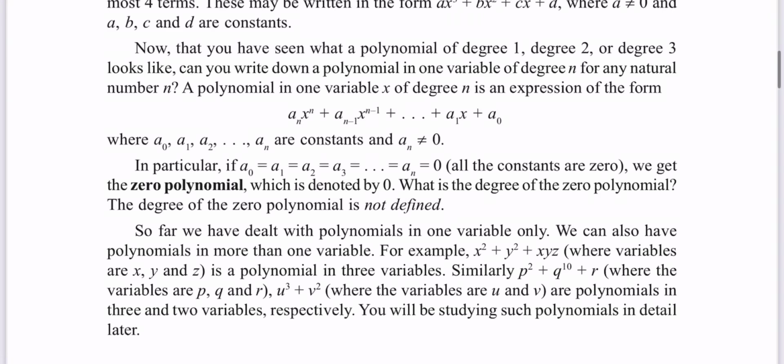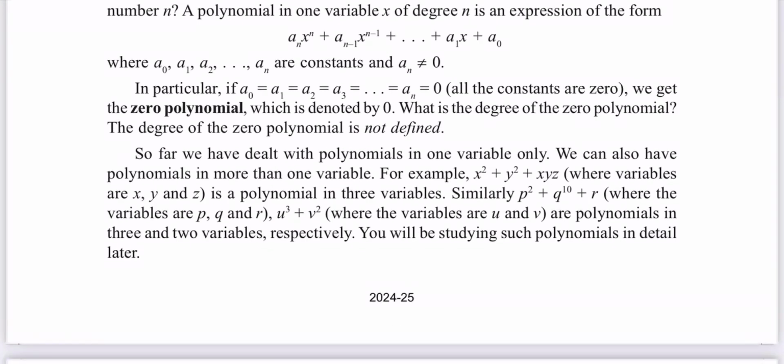So far we have dealt with polynomials in one variable only. We can also have polynomials with more than one variable. For example, x square plus y square plus xyz, where the variables are x, y and z, is a polynomial in 3 variables. Similarly, p square plus q raised to 10 plus r, where the variables are p, q and r, and u raised to 3 plus v square, where the variables are u and v, are polynomials in 3 and 2 variables respectively. We will also study such polynomials in detail later.